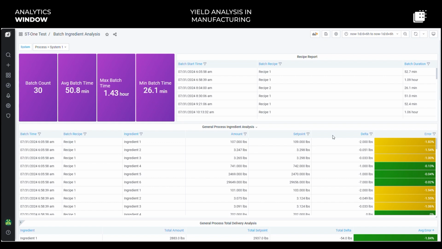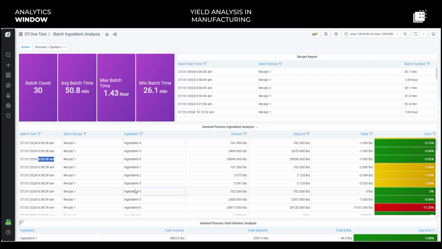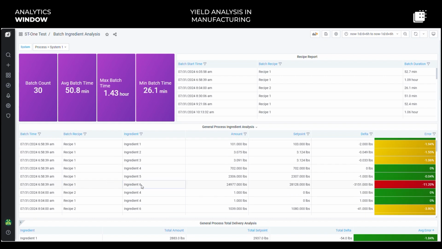With these values, it is possible to calculate the difference, delta, in pounds, and the percentage error of each ingredient. Let's take the ingredient 6 as an example. For this first batch, we can see that we have almost 0% of error. When we move into the second batch, an error happens. So you can see that the ingredient 6 for the second batch had an error of about minus 11%.